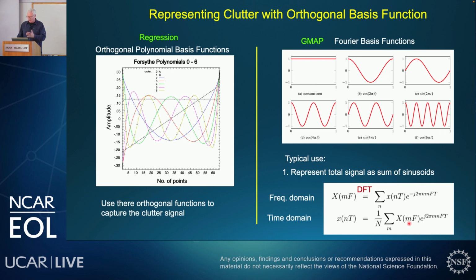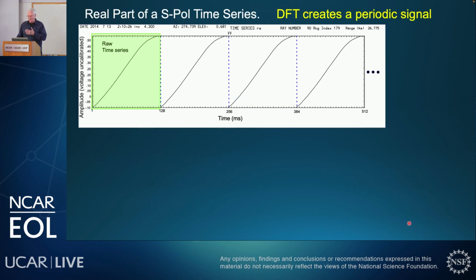But you have to use a Fourier transform. And so what does that mean? What does this do to our signal? Well, here in the green box is a clutter signal from S-pole. If you take a DFT or an FFT for the algorithm, you actually turn it into a periodic signal, because it's a sum of sinusoids, and the sinusoids are continuous and periodic. You've just created a periodic signal.